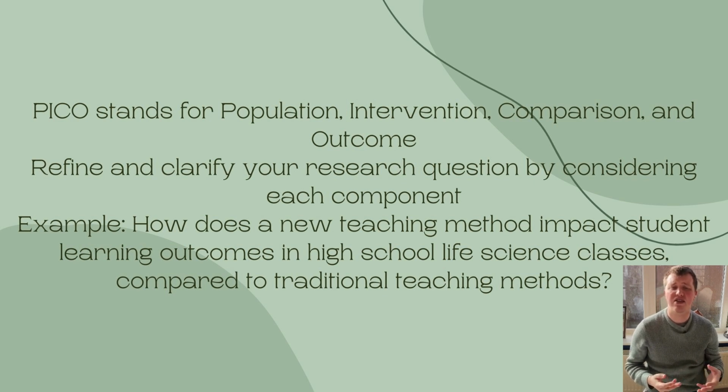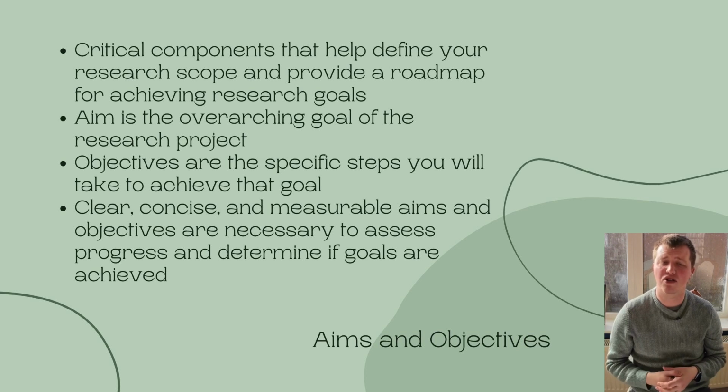Now, by considering each of these components, you can start to develop a clear and more focused research question, such as how does developing a new teaching method impact student learning outcomes? Once you've got this, you can then add more to it, make it more specific for fields such as learning outcomes in biology or teaching methods in the natural sciences. But developing a research question is just the first step.